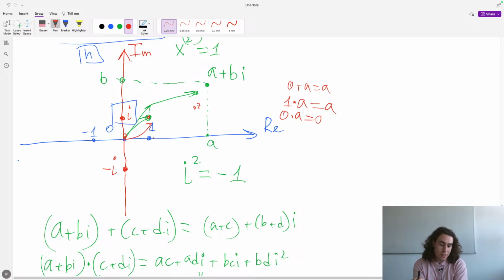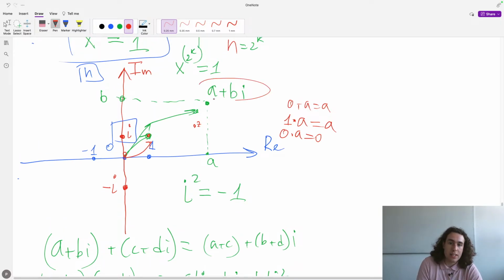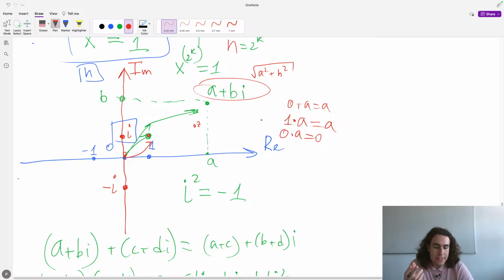So I had the number 1, which was 1 away from the origin, and then it becomes the number z. So it means that I need to scale it by the distance from 0 to z, right? And if this number is a plus bi, this is just the square root of a squared plus b squared, right? And then there is a rotation.